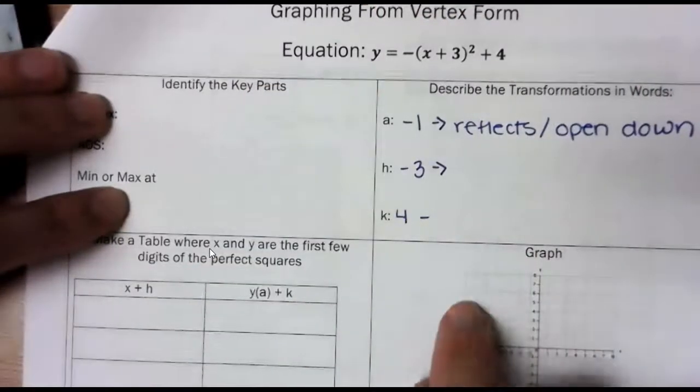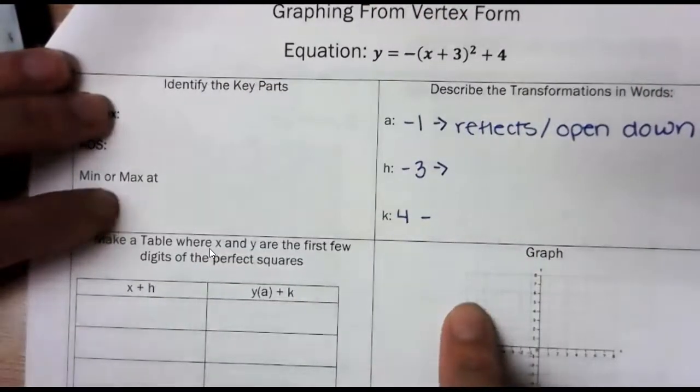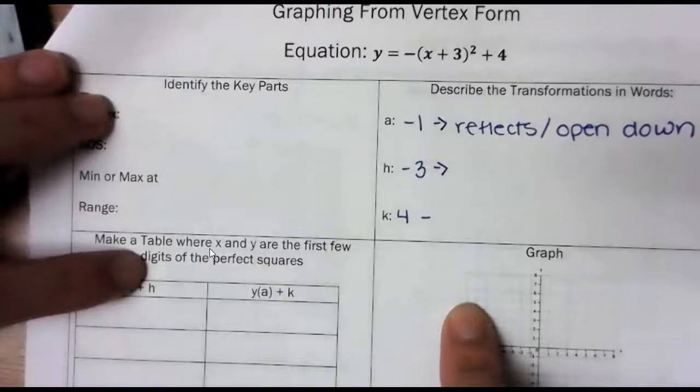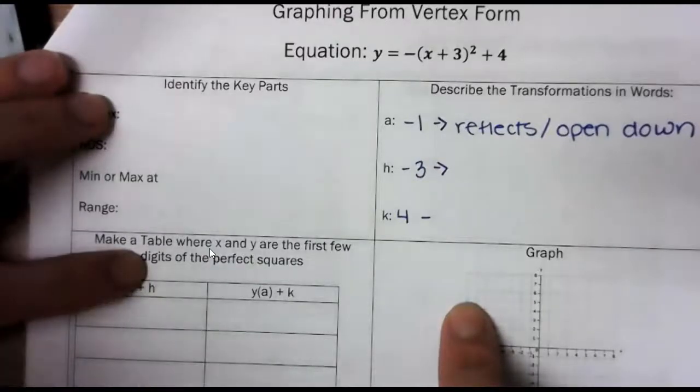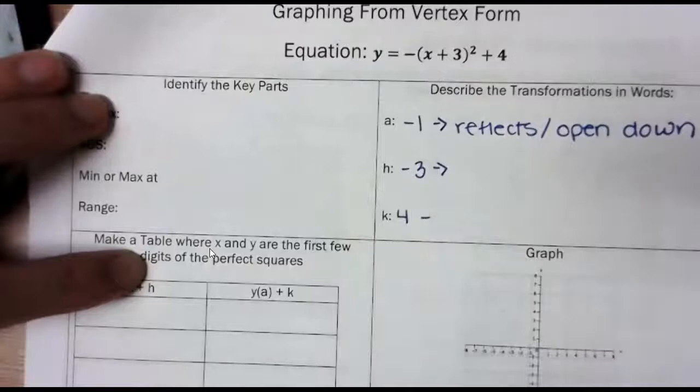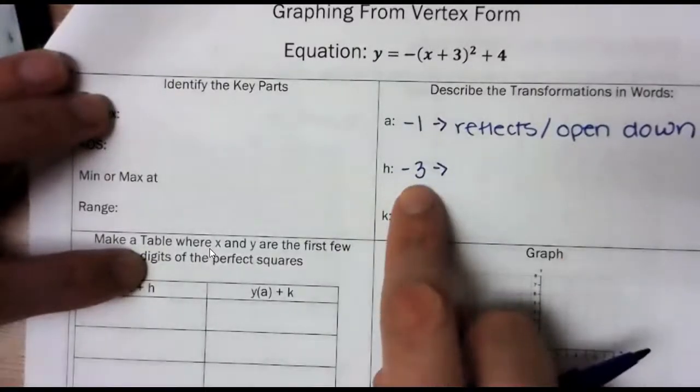Okay, the -3 moves my graph what direction, Paige? Okay, h value is not up or down, it's the other one. Left and right. Yeah, so the -3, is it going to move it left or right?